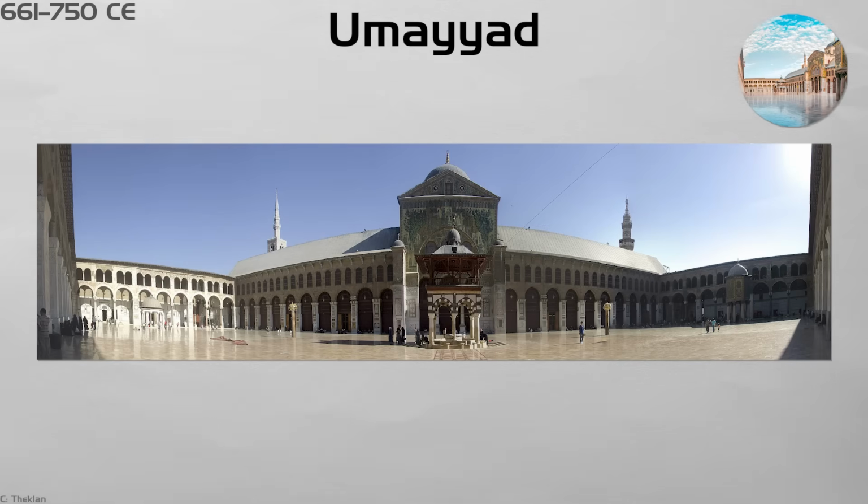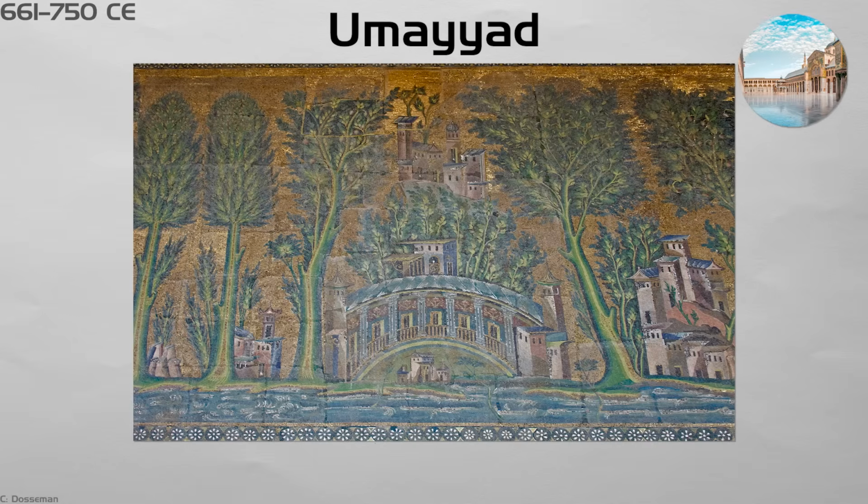They introduced formal minarets as markers of the mosque's presence, and the overall plan revolved around a large courtyard encircled by arcades. Umayyad mosques sometimes featured mosaics depicting landscapes, reflecting a transitional period when Islamic art began absorbing and reshaping older artistic traditions.